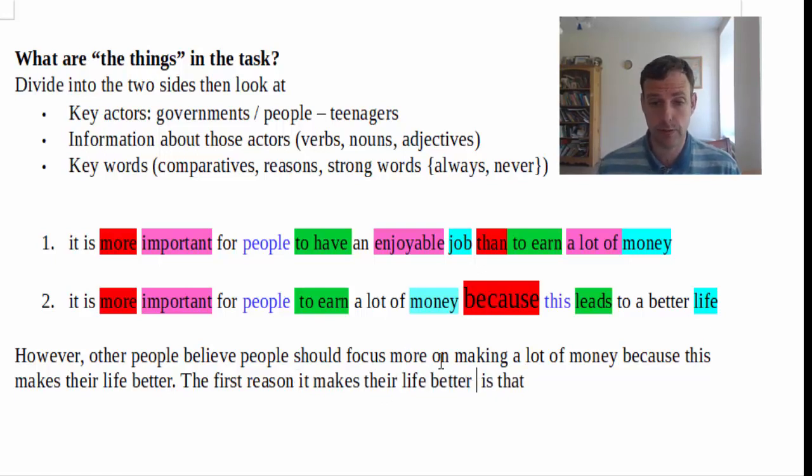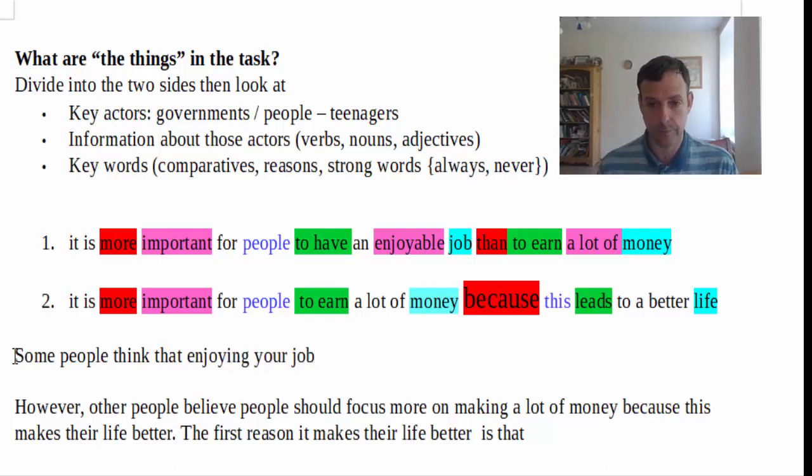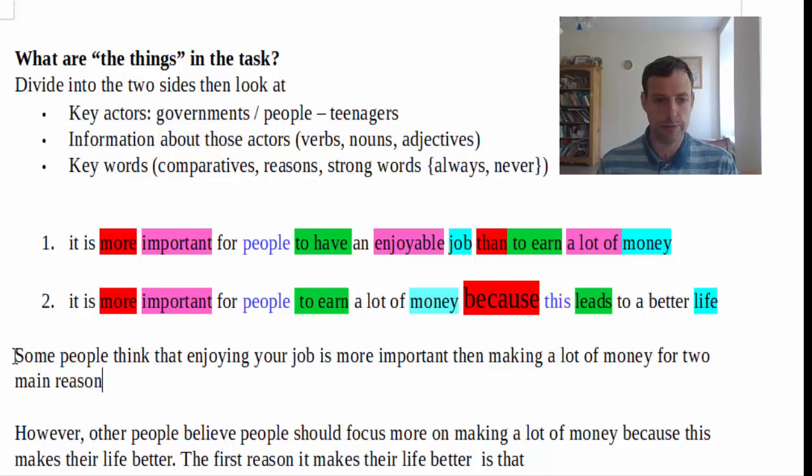Okay, so it's interesting, isn't it? You're actually giving two reasons for the reason, because this leads to a better life. Whereas this one, you're giving two reasons not for a reason, but for an opinion. So for the first one, some people think that enjoying your job is more important. I'm not going to worry so much about paraphrasing now, and making a lot of money. Two main reasons.